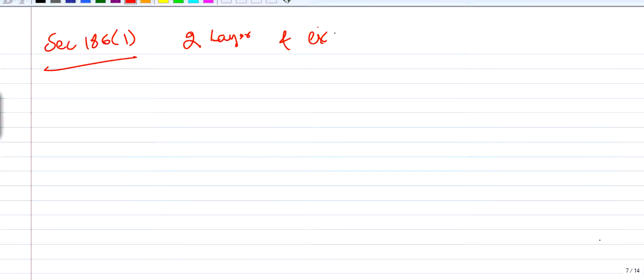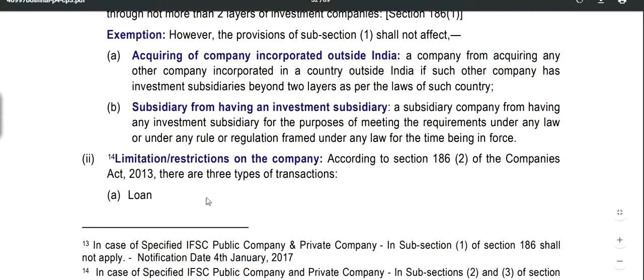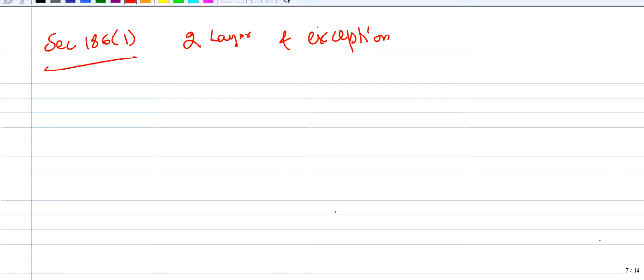So we see in Section 186(1) that more than two layers is not possible, and two exceptions are there: a corporate outside India, and the first one, a subsidiary from having an investment subsidiary. In the case of an investment subsidiary also, the two-layer restriction is not applicable. That is Section 186 subsection 1.